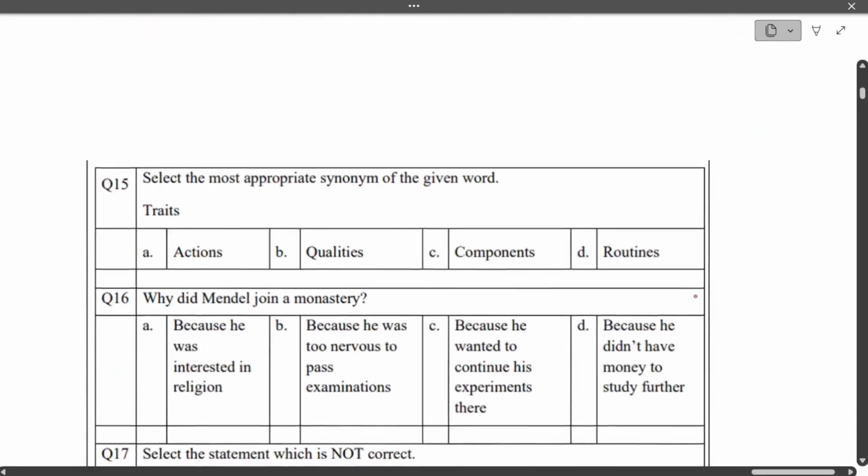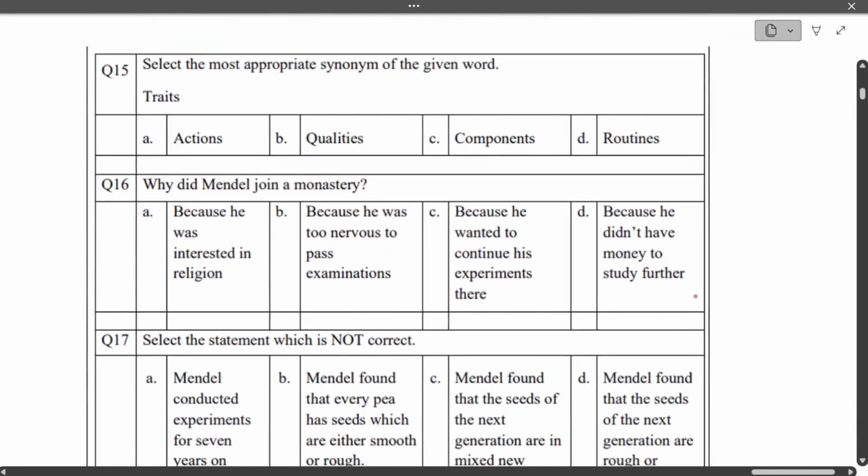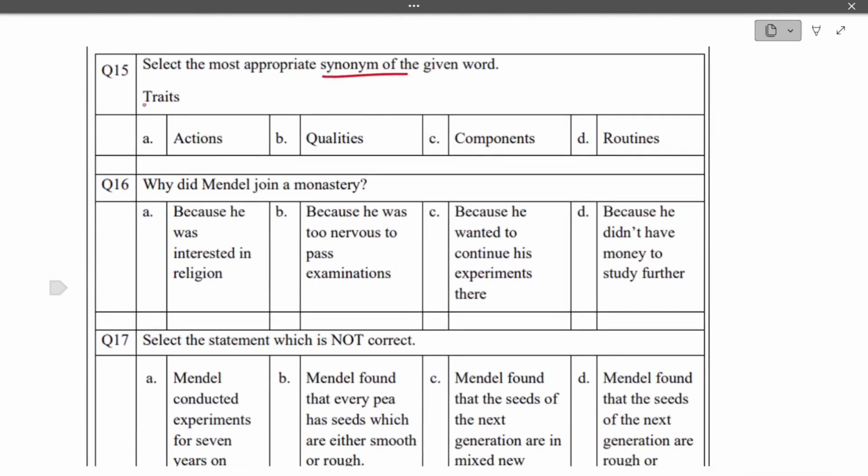Moving on to the next question based on this passage. The question is select the most appropriate synonym of the given word. The given word is traits. The options are actions, qualities, components, and routines. The correct answer in this case is going to be qualities. Traits means qualities. That is why we are selecting this word.